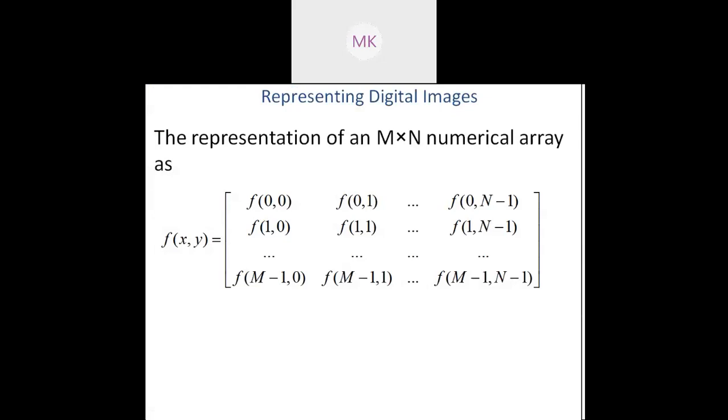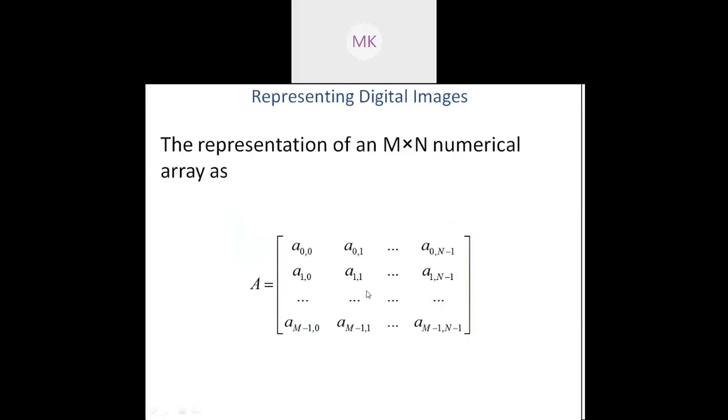Coming to the third representation, where we represent the image in matrix form. Here an m into n matrix is considered, with m rows and n columns. The same can be represented as a numerical array given by f of x comma y: f of 0 0, f of 0 1, f of 0 comma n minus 1, up to f of m minus 1, n minus 1. So m rows and n columns can be used to represent the matrix. Next is again the representation in the form of an m into n numerical array.